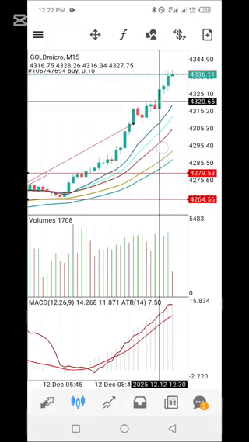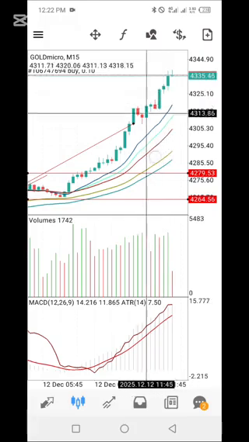81, that's the square of 9. 9 times 9 is 81. This time around, it gave us an impulsive move up, and then we continue. So our next target is 90.